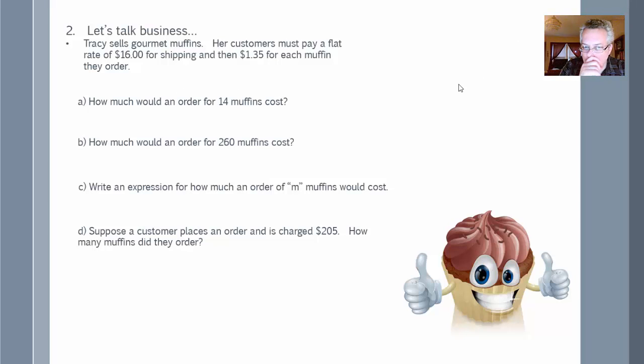Her customers pay a flat rate of $16 for shipping. A flat rate is what you have to pay no matter what. So even if you order 1 muffin, it's going to cost you $16 for shipping. So you probably only want to do this if you're ordering a bunch. Anyway, so it's $16 for shipping, and then $1.35 for each muffin. So the $16, sometimes called a flat rate or fixed cost. And the cost per muffin is the variable cost, because that depends on how many muffins you order.